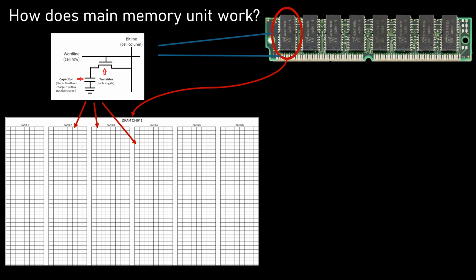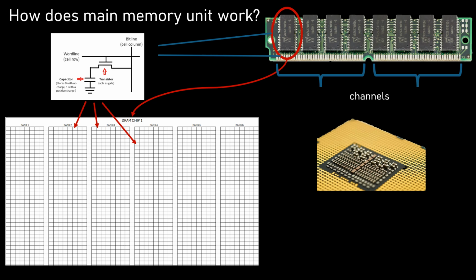These banks are then grouped and connected to memory channels. A memory channel is an independent pathway between the DRAM module and the CPU. Modern systems often use dual-channel or even quad-channel memory configurations to further enhance data transfer rates.